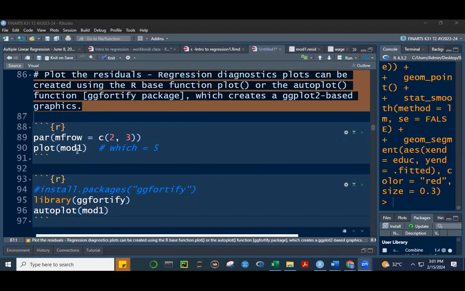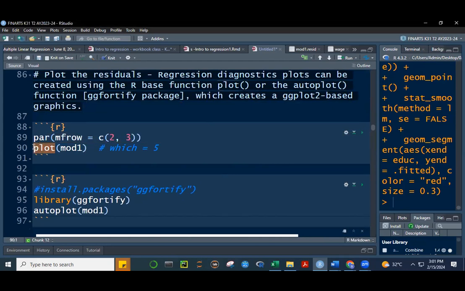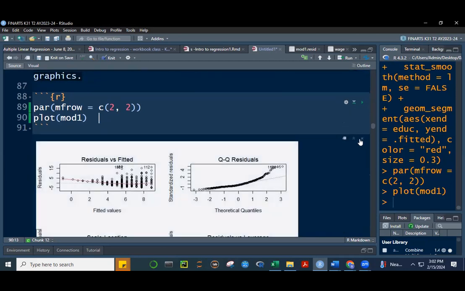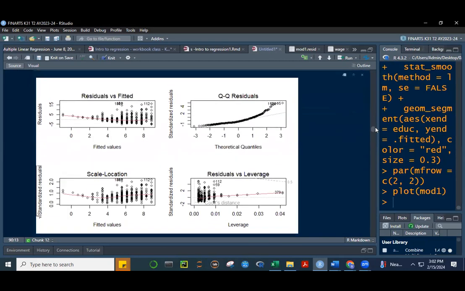Once we have our regression model, we can make use of the plot function to generate some plots. Here I'm including a function, so let me just make this 2 by 2. Let's partition the plot area into 2 by 2, so there will be 2 rows and 2 columns. Let me delete this. Okay, and if we run this, it will generate 4 plots.